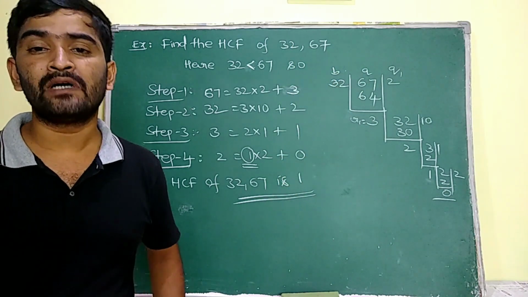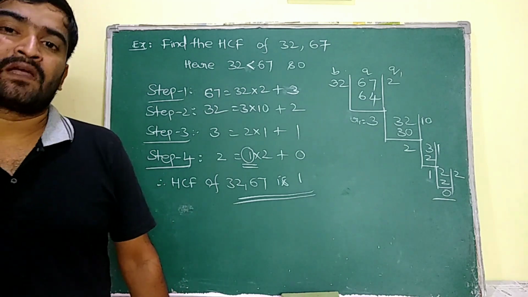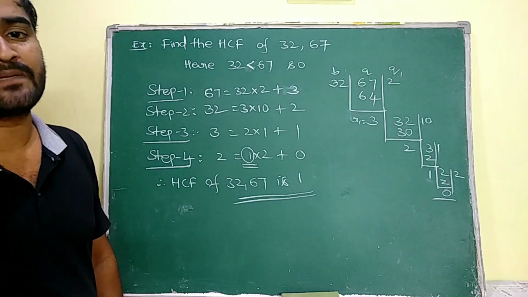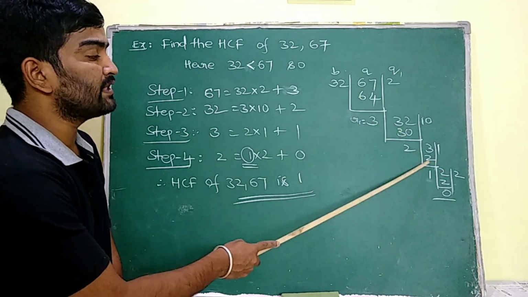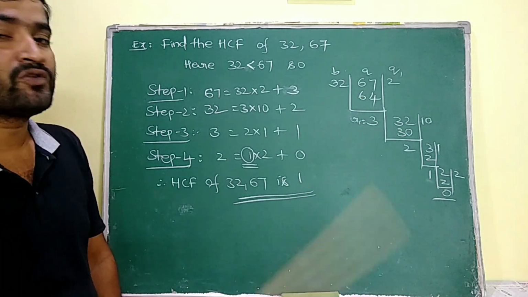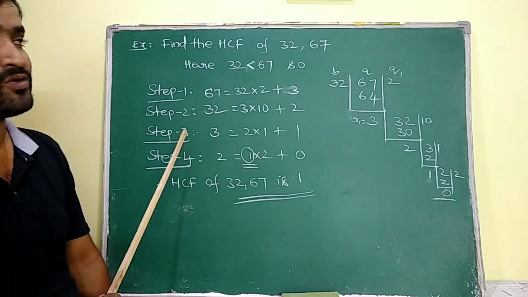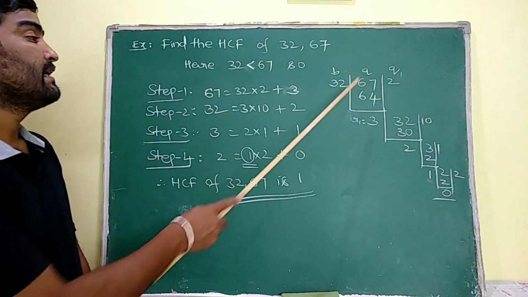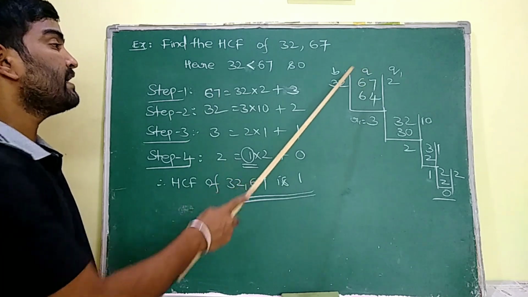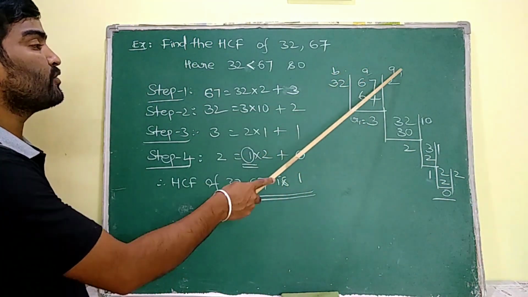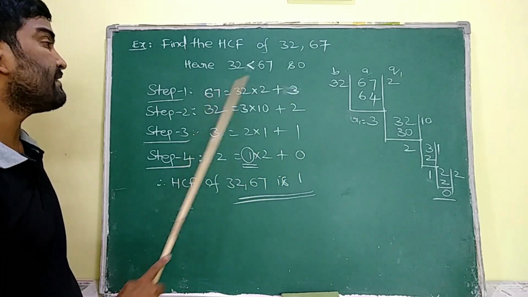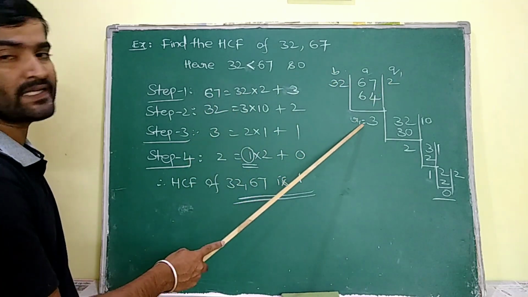Now I am going to write the steps. Why? Because algorithm means step by step procedure. Each division is a step. So here I have 4 divisions, and those 4 are going to be expressed as 4 steps. Step 1: here 67 is our a. This a is equal to bq plus r. So 67 is equal to 32 into 2 plus 3.